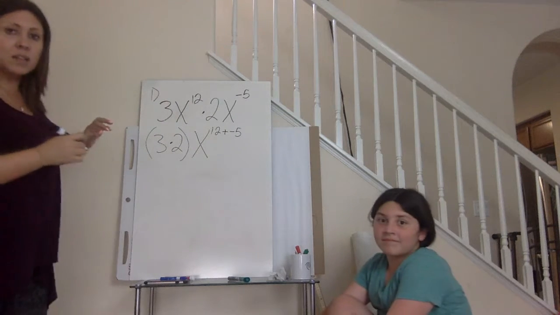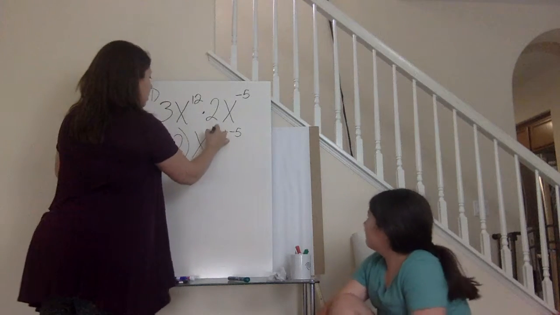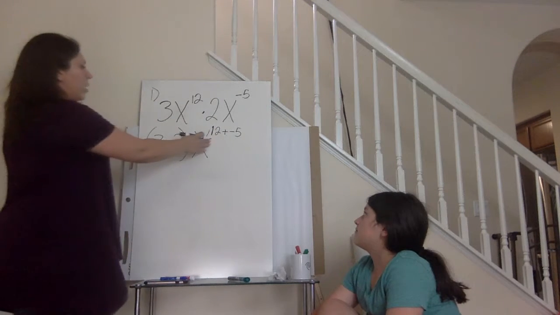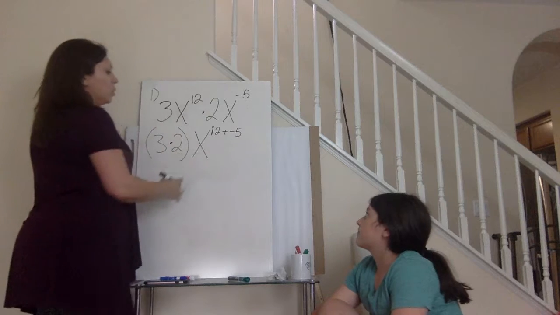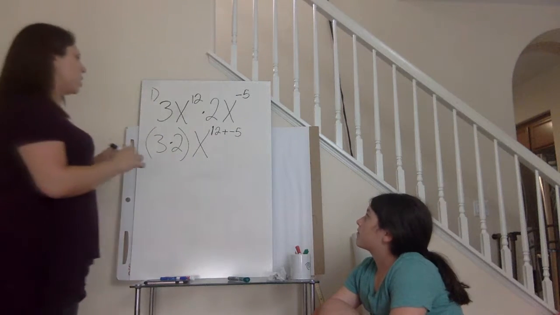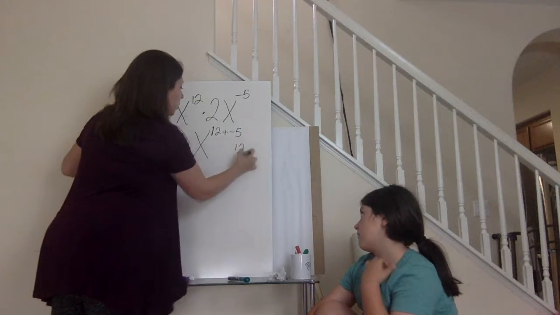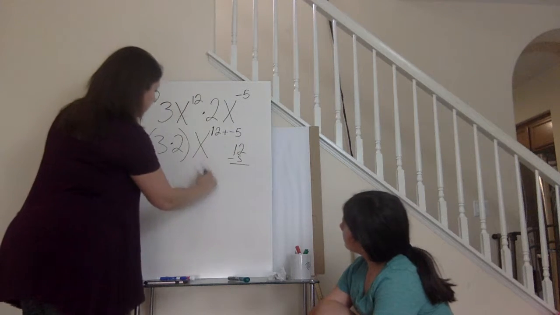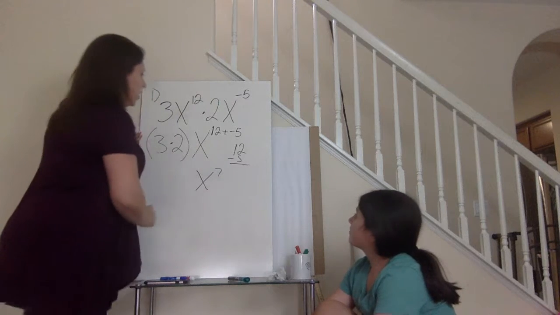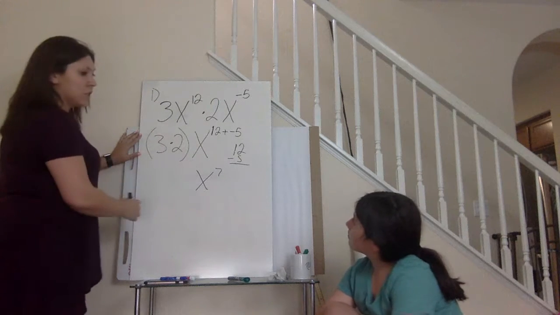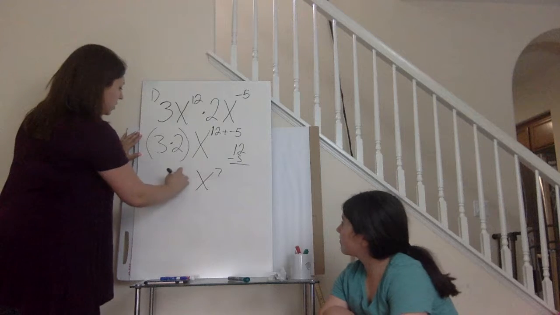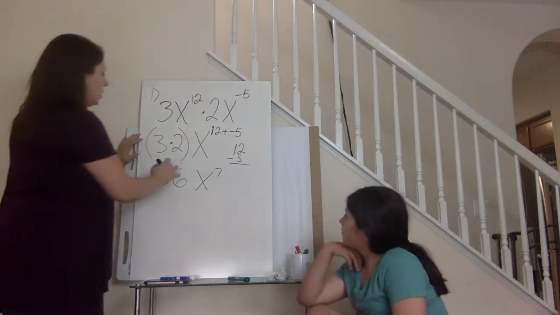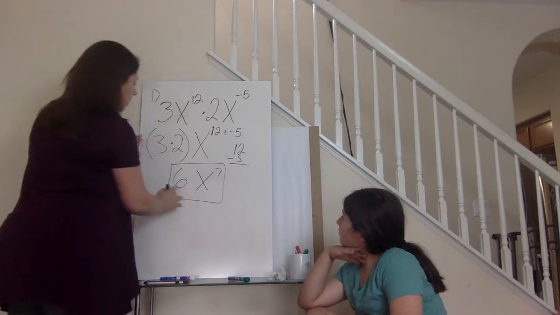You guys can see that? Yes. Okay. So 12 plus a negative 5. When I have a positive number plus a negative number, we're going to do subtraction. So I have 12 minus 5. 12 minus 5 gives me what, Alexia? 7. All right. 3 times 2 gives me? 6. Any negative exponents? Nope. So this is my final answer.